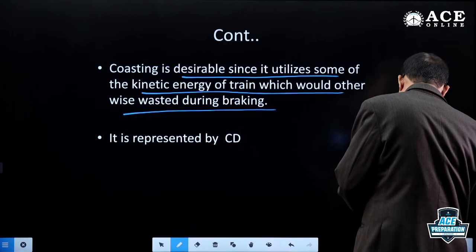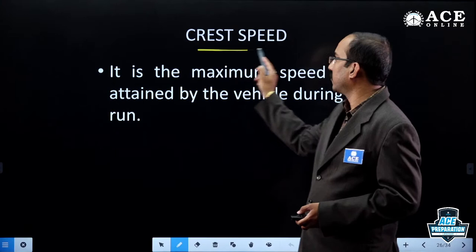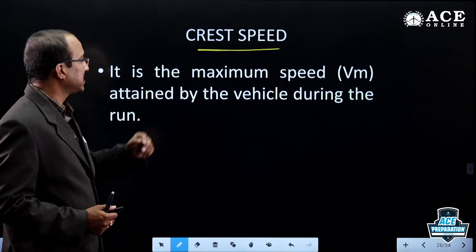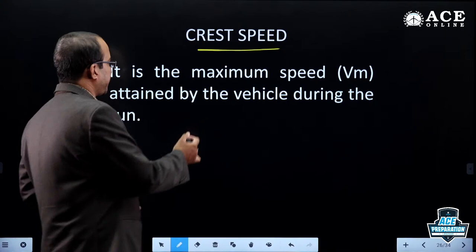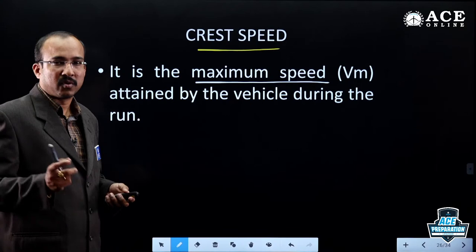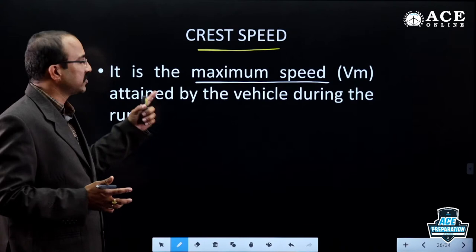Now, let us try to analyze what we mean by crest speed. What do you mean by crest speed, sir? Crest speed is nothing but the maximum speed attained by the vehicle during the run. Whatever the maximum speed that can be attained by the vehicle during the run time is known as what? Crest speed. Okay. So an objective type question may be asked: what is meant by crest speed? Crest speed is the maximum speed that the vehicle attains during the run time. Okay.